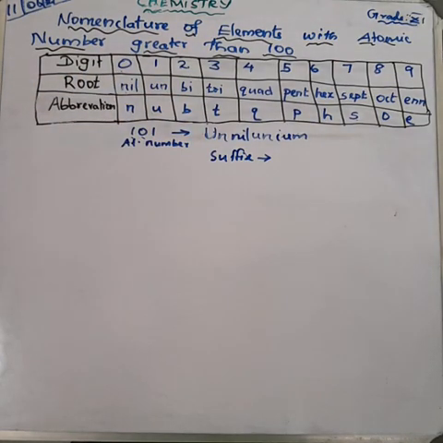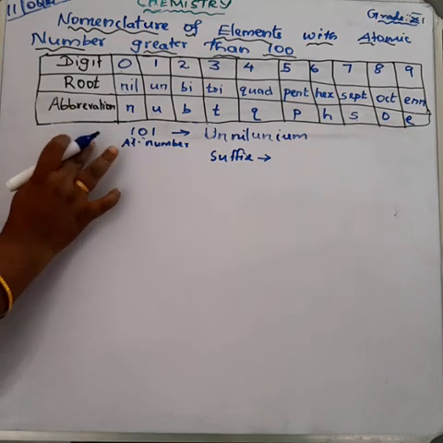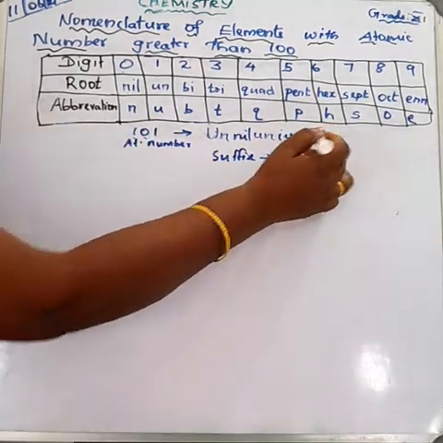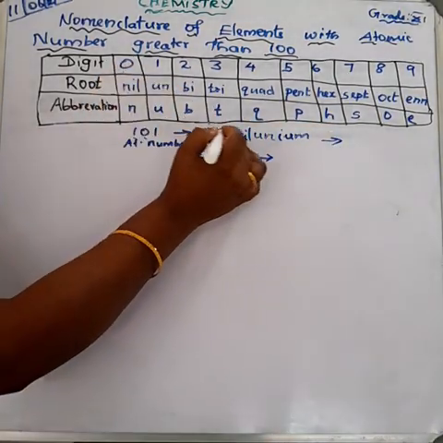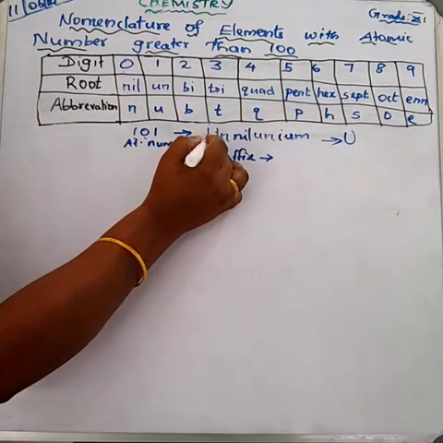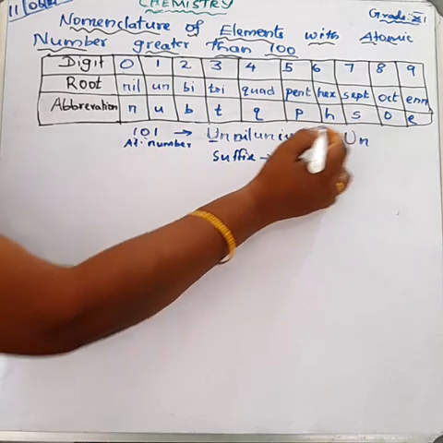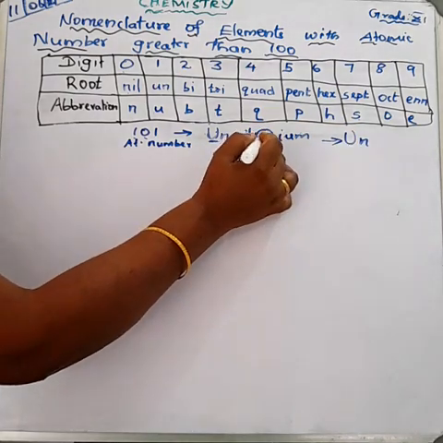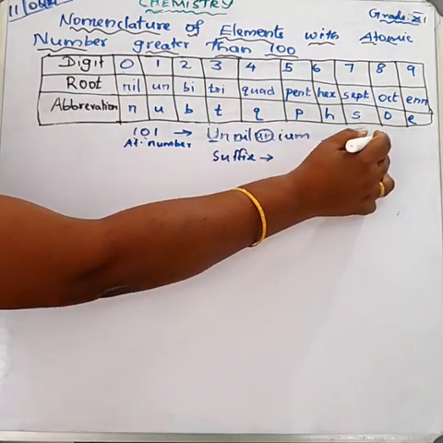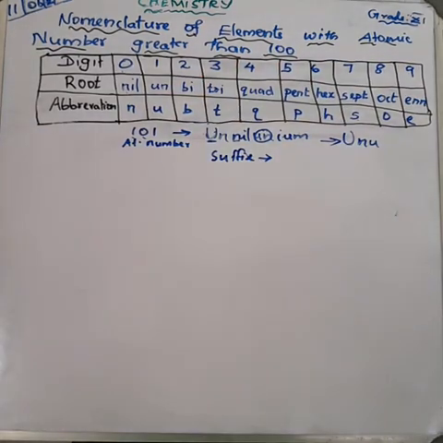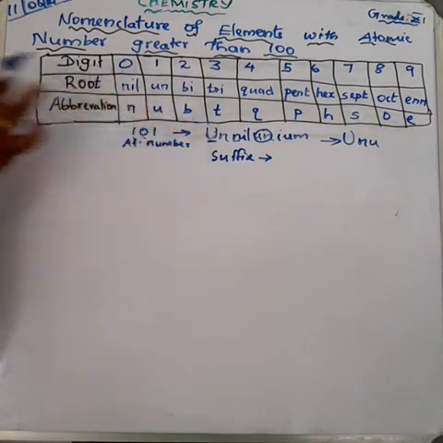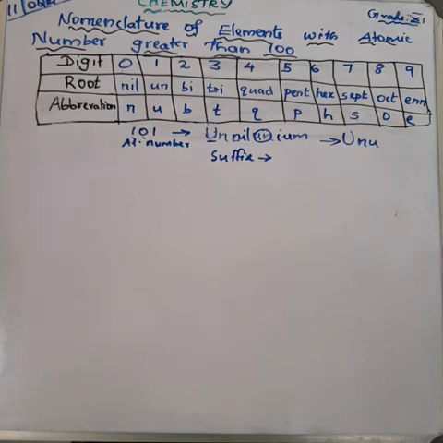Unnilunium. Understood? And after that, what is the symbol? We can write for 1 means un. What is the abbreviation? U. Okay, for 0 means nil. What is the abbreviation? N. And the final 1 means un. What is the abbreviation? U. Okay, this is the symbol for that element 101. Understood? This is the second rule.